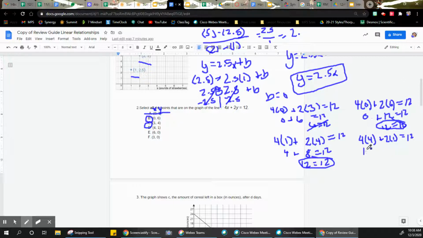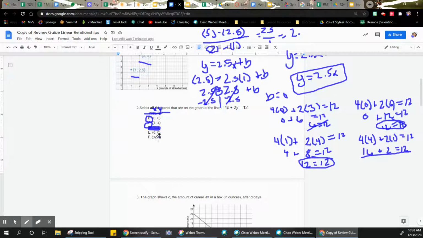Okay, 4 times 4 is 16, plus 2 times 1 is 2 equals 12. I can already tell, because 16 plus 2 is going to be way bigger, that this one is incorrect and that D is not a correct answer. So I'm going to cross D out here.